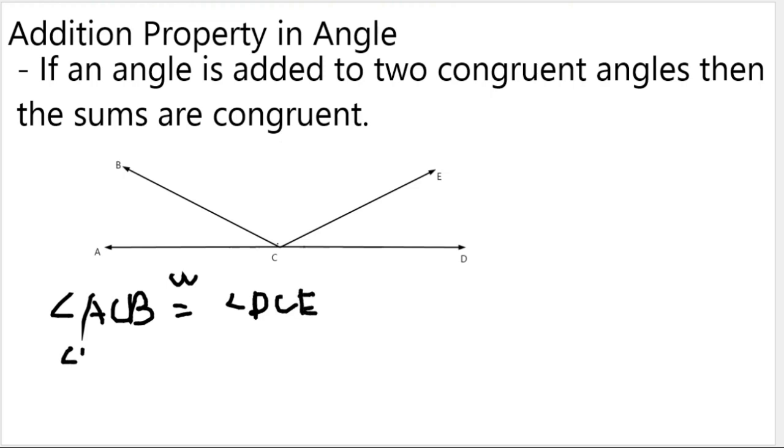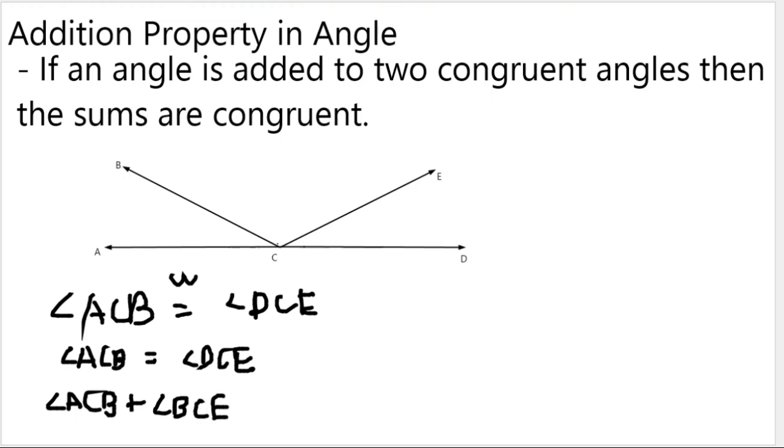So if we're going to add another angle, let's add angle BCE. Okay, we're going to write the definition of congruent. So here let's add angle BCE. Angle BCE, there you have it. And then on the right side, we're going to add angle BCE also. Okay, so we have this.